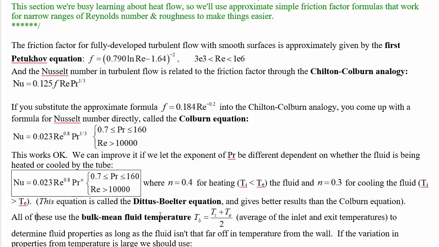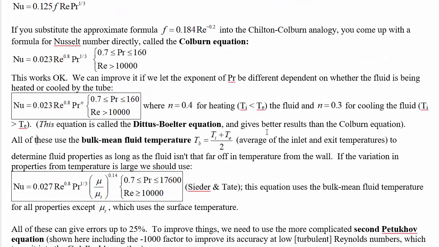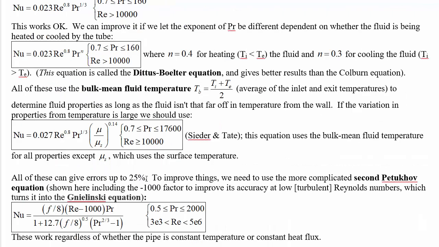All of these, again, use the bulk mean fluid temperature like we had in the laminar situation. If the variation in fluid temperatures is pretty different, then again, there's a correction similar to what we were dealing with before, where you look at the surface temperature versus the bulk mean fluid temperature, and the other ones are still at the bulk mean fluid temperature. And this is a calculation by Sieder and Tate. Now, all of these give errors up to 25%, which is pretty huge.